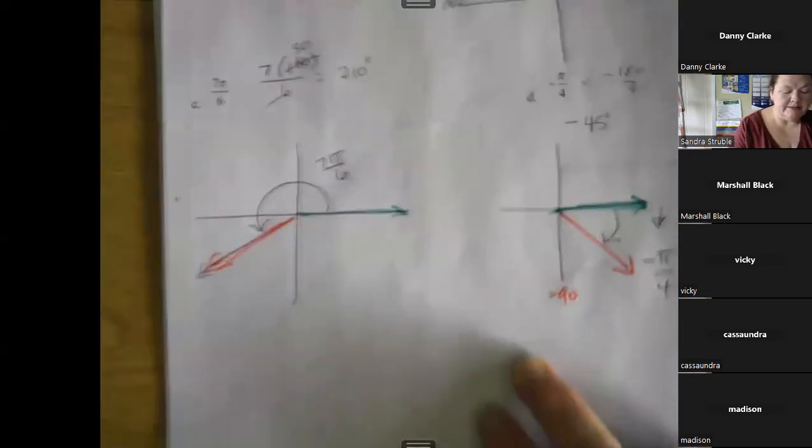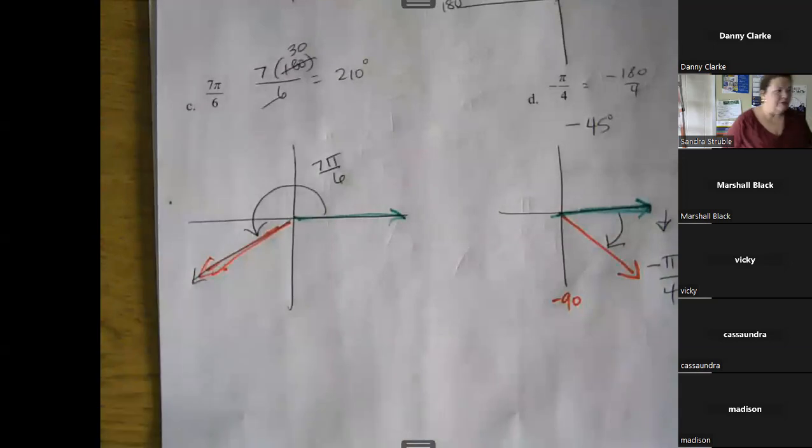All right, again, you've got all the positives represented for your unit circle on the back of your notes. But the negative, you just have to understand that you're going clockwise at that point as opposed to counterclockwise.